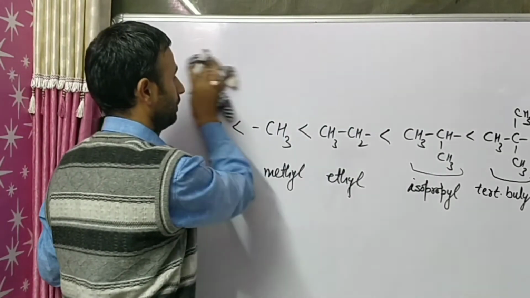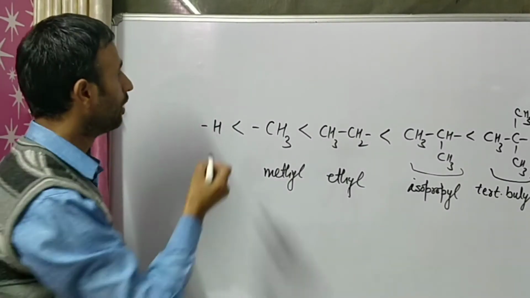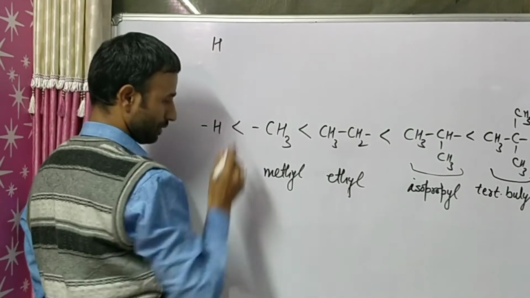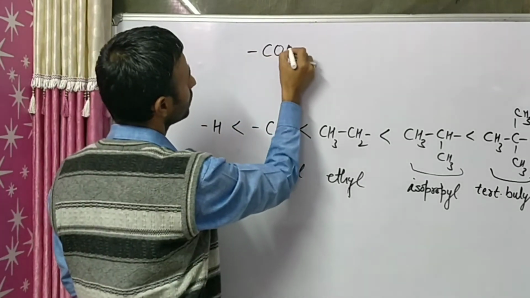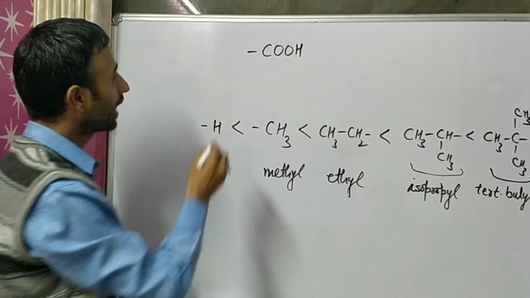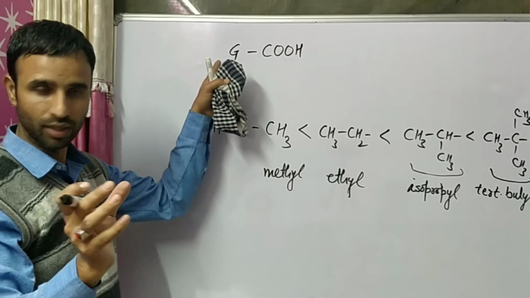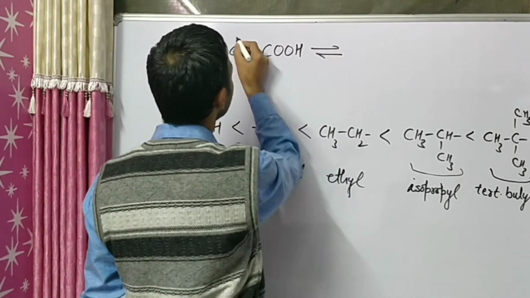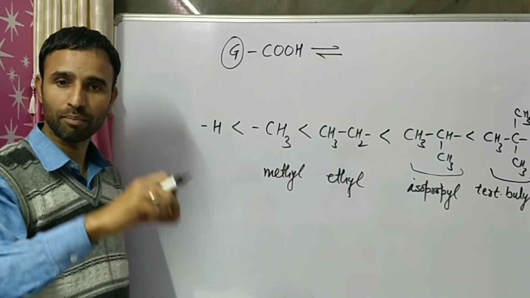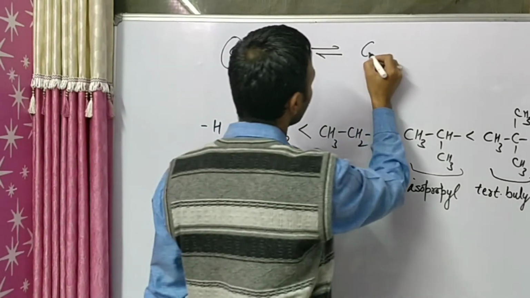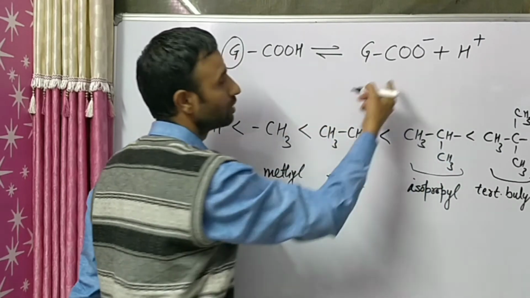Now come to the application part. What is an acid? Sir, which releases H plus ion. Clear? For example, let us take carboxylic acid. Carboxylic acid has COOH group attached to a group, and this group either has plus I effect or minus I effect. So now when H plus ion is removed, what would we get? COO negative.